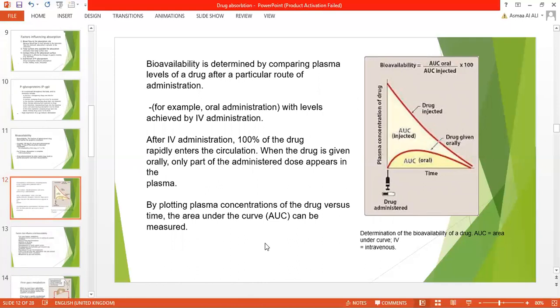Bioavailability is determined by comparing plasma levels of a drug after a particular route of administration, for example oral administration, with levels achieved by IV administration. By plotting plasma concentration of a drug versus time, the area under the curve can be measured. This curve reflects the extent of absorption of a drug.